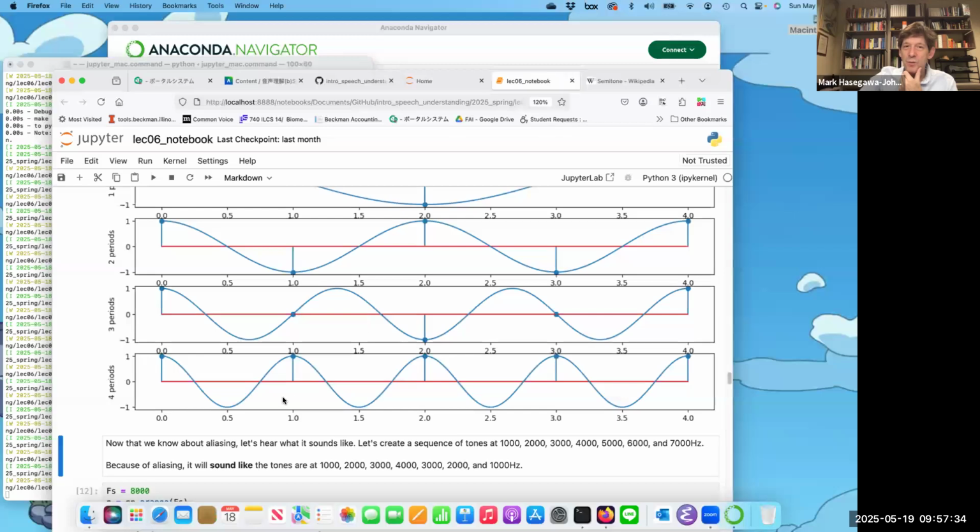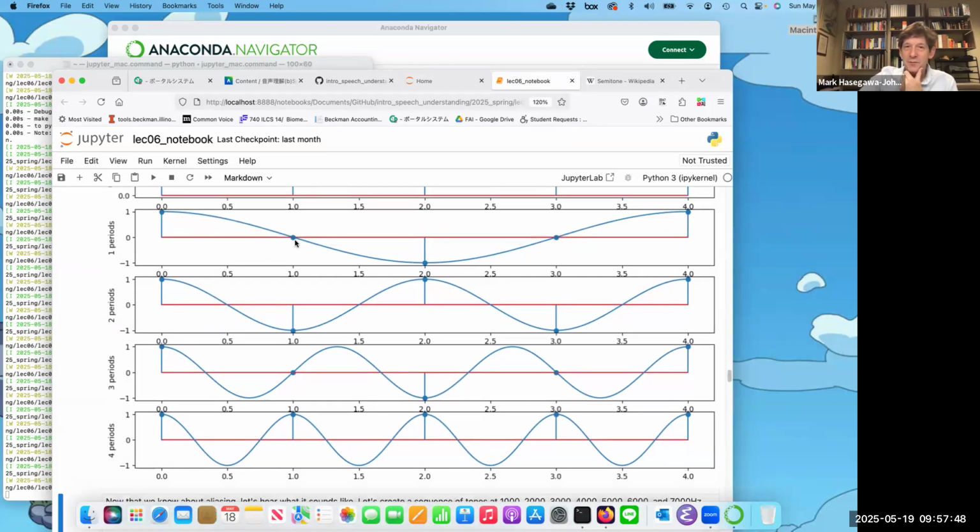So here I'm showing what's going on behind the scenes. When I try to plot 3/4 of a period with every sample, that's exactly the same as plotting 1/4 of a period with every sample. This is 3/4 of a period, and this is 1/4 of a period, and you get exactly the same samples, right? 0, 1, -1, 0, 1. Here we have 0, we have 1, 0, -1, 0, 1. So we get exactly the same samples.